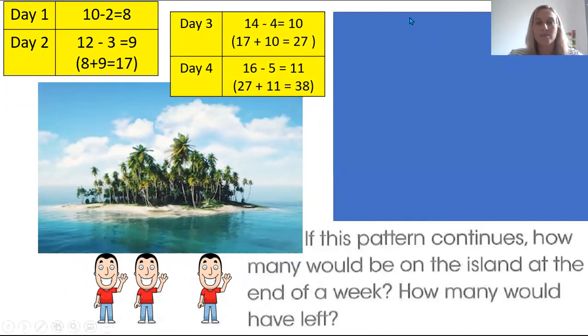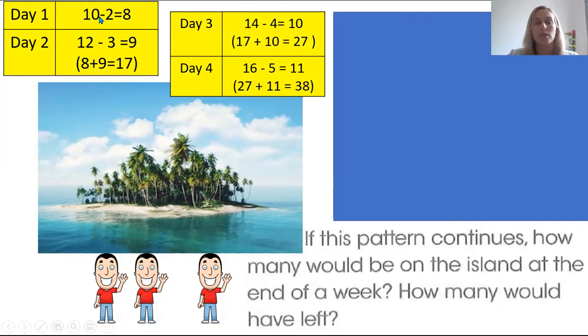So this big blue square has the answer underneath. The big blue square is not going to disappear today. Grade 2, I hope you can see that each day the number increases by 2. 10, 12, 14, 16. It's increasing by 2, and the number that you subtract is 1 more. So it's still consecutive numbers.